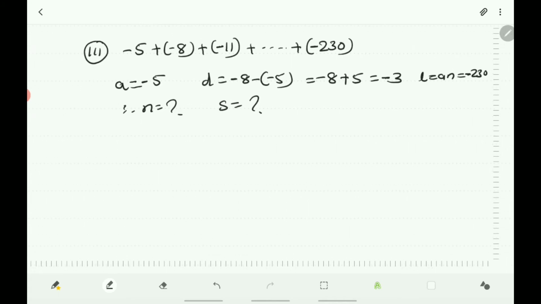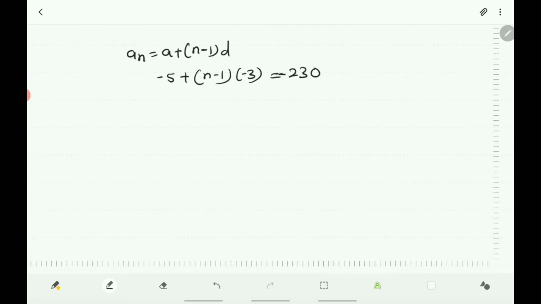To get N, use the formula for AN. AN is equal to A plus N minus 1 into D. That is, A is here minus 5 plus N is to be found out, write it as it is. D is minus 3, is equal to minus 230. Then minus 5, N into minus 3 is minus 3N, minus 1 into minus 3 is plus 3, equal to minus 230, and minus 5 plus 3 is minus 2, minus 3N is equal to minus 230.